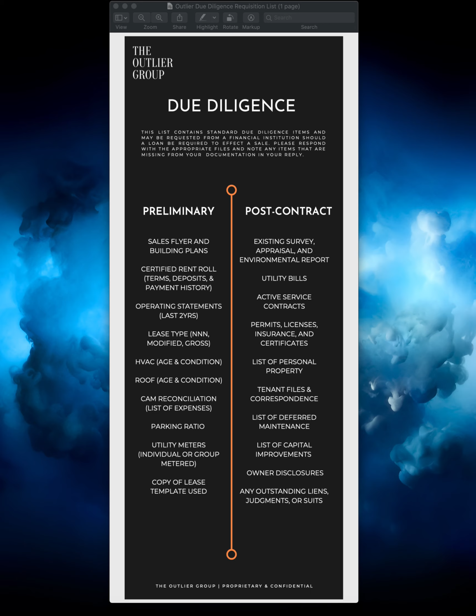What you're looking at here, this PDF, is our due diligence request list, basically. On the left side are the preliminary items, okay, so the basics that we go after. And on the right side are the post-contract items, after we're under contract or letter of intent or listing the deal. Those are items that we're looking for.